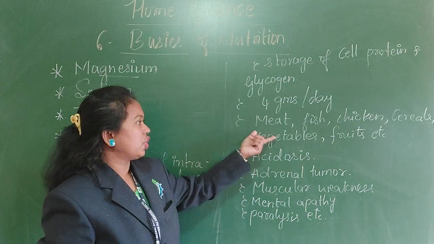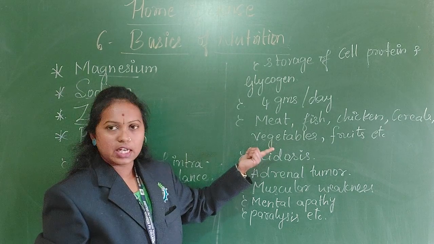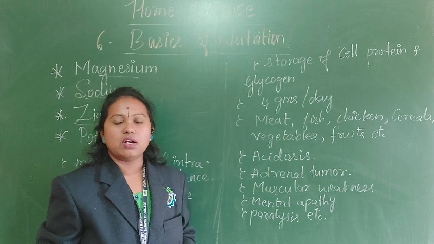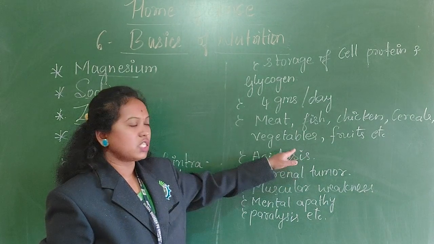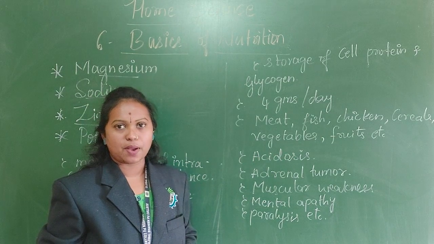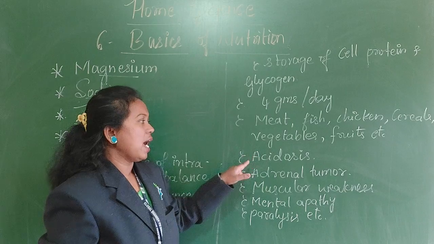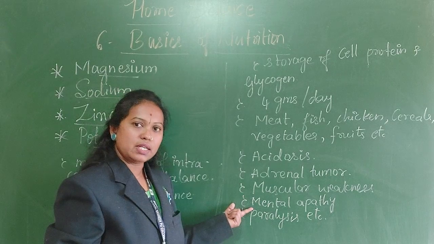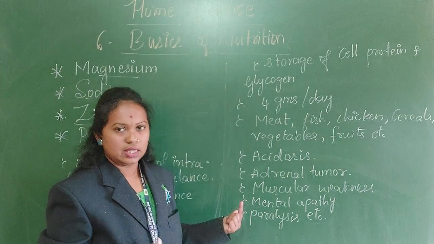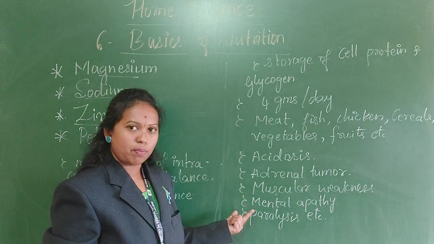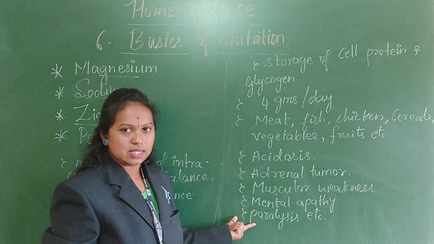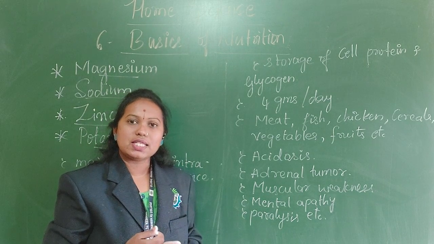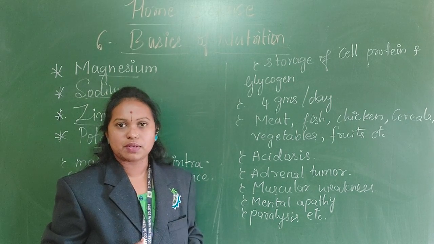Meat, fish, chicken, cereal, vegetables, green leafy vegetables, fruits like apricot, banana, orange, pineapple, etc. are some of the food sources of potassium. When coming to the deficiency, acidosis, adrenal tumor, muscular weakness, mental apathy, cardiac problems, paralysis, and bone fragility, etc. These are some of the deficiency symptoms.